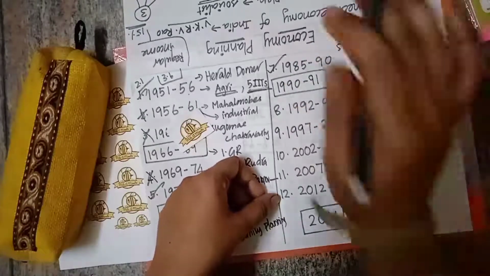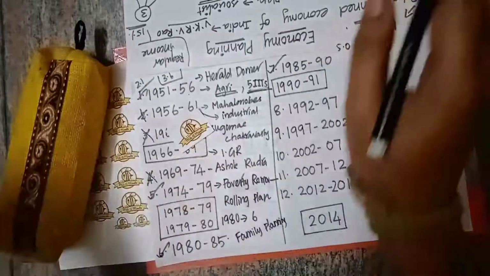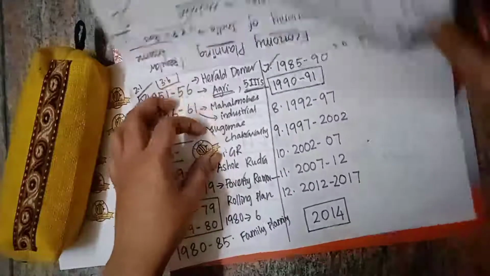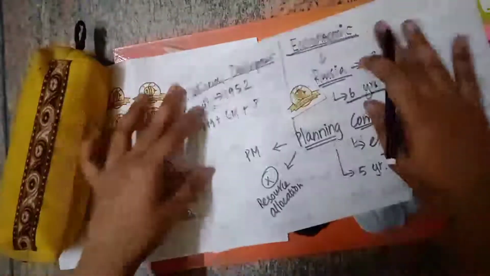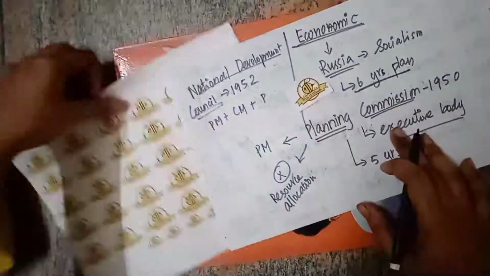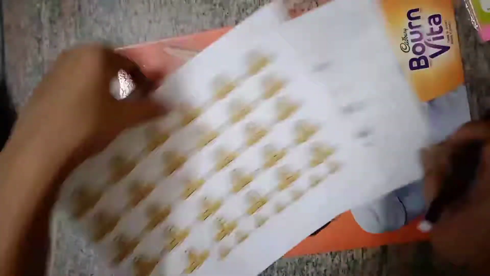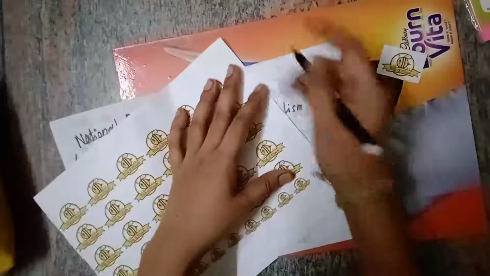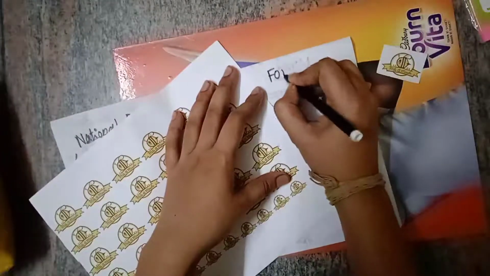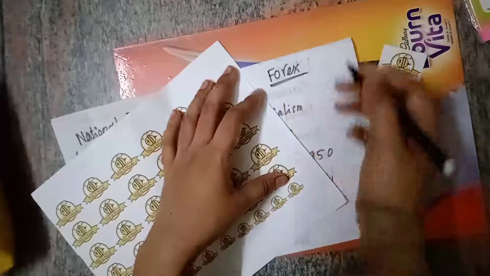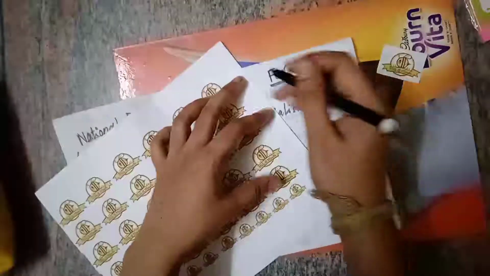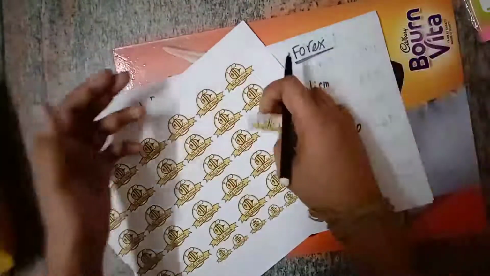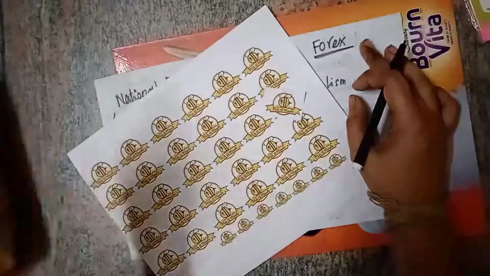Then again there is an issue during this period, and that issue is called the Forex crisis. So what is this Forex crisis? First we should know what Forex is, right? Forex is nothing but foreign exchange, the foreign exchange resource. To trade with other countries, to trade with foreigners, we need something, and that is called Forex.